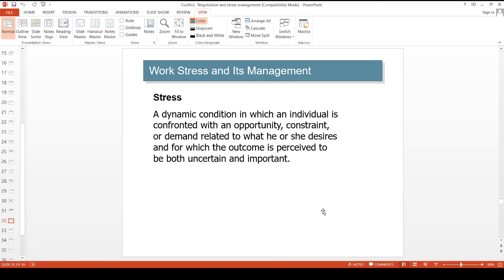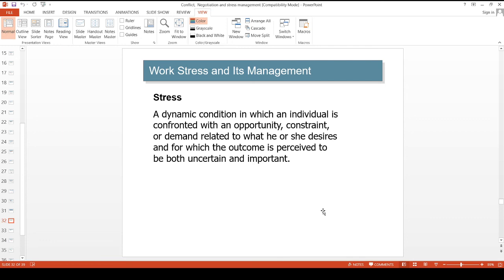Similarly, other than the opportunity, if you have some constraints, some hurdles in doing something, again the stress will be there. Or the demand related to what you desire. For example, if you want to achieve something, and for that achievement you need particular demands, again the stress will be there. So these are the conditions under which stress will be there, and for which the outcome is perceived to be both uncertain and important.